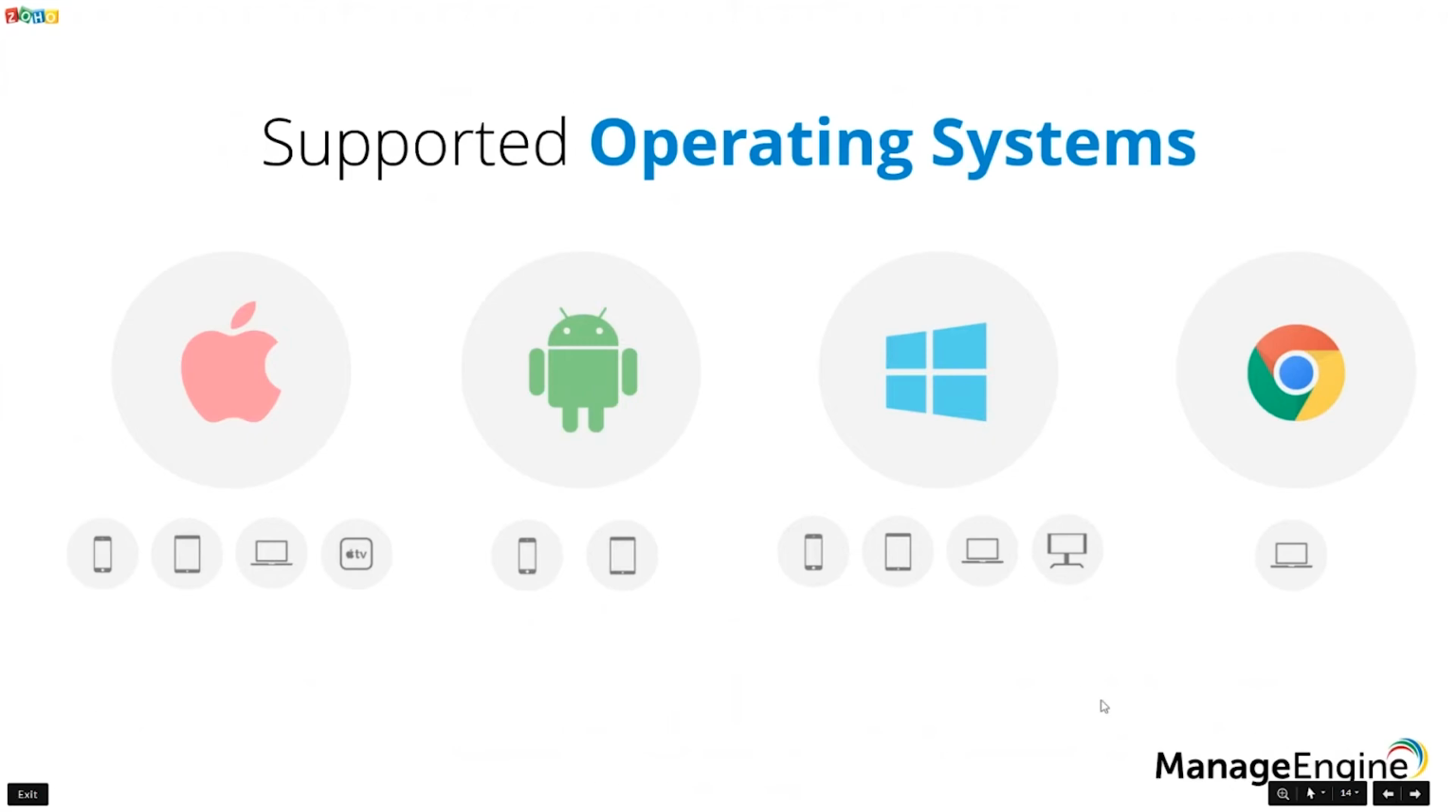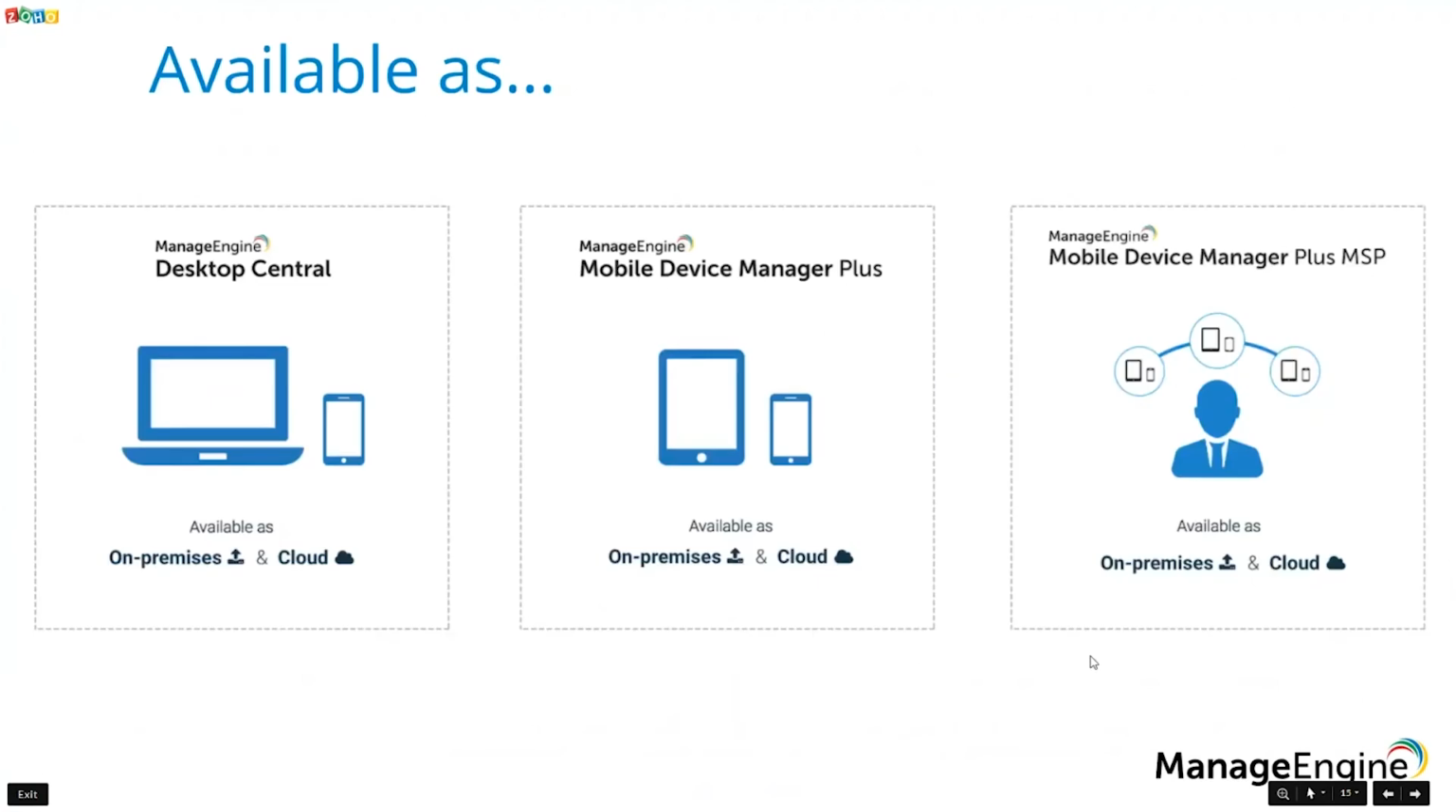So these are the device types which you can manage using the solution, and the operating systems you can see at the top. And the Mobile Device Manager Plus component itself is available in 3 flavors. One, with Desktop Central, which is a unified endpoint software. Using Desktop Central, you will be able to manage laptops, desktops, and servers which run on Windows, Mac, and Linux operating systems.